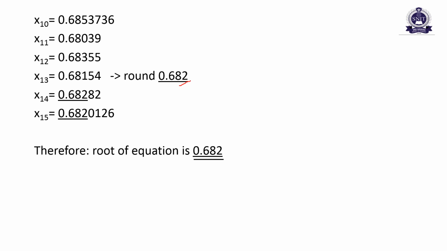x14, we are getting 0.68282. x15 is 0.6820126. See, 3 decimal places is the question. So here for x13, x14 and x15 you are getting almost the same answer, 0.682. They are similar. 3 decimal places are the same.